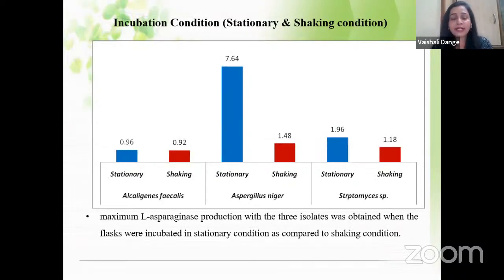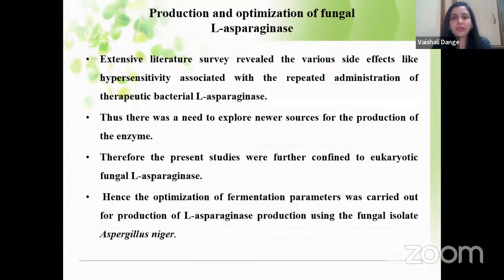Now, next I looked at the fermentation conditions, whether stationary or shaking. In that I found that the stationary condition is more favorable for the production of the L-asparaginase enzyme. So I chose again Aspergillus niger. Why? Because you can see here Aspergillus niger is showing the maximum activity as compared to the other sources.